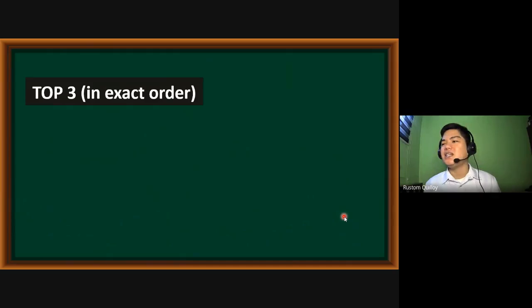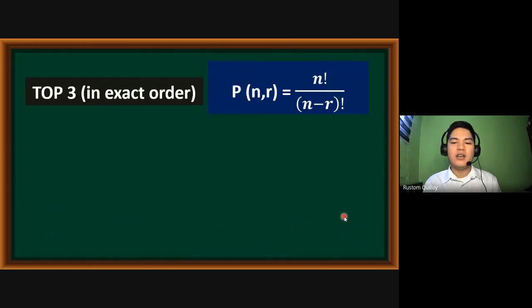Doon naman tayo sa pangalawang betting option, yung top 3 in exact order. Ito ay permutation. So, ang formula natin doon is n factorial over quantity n minus r factorial.